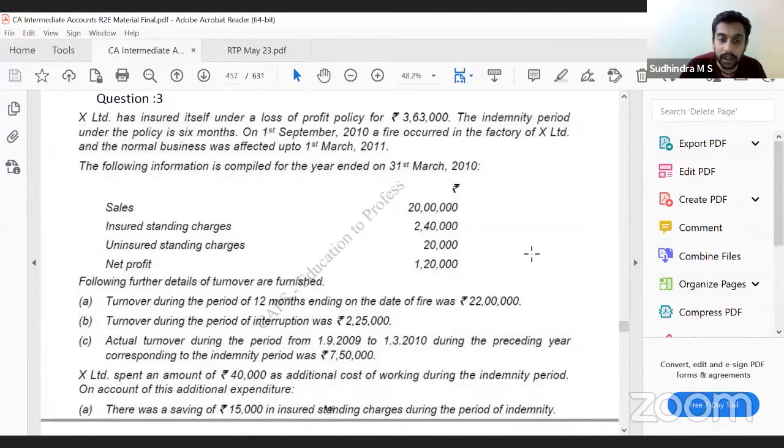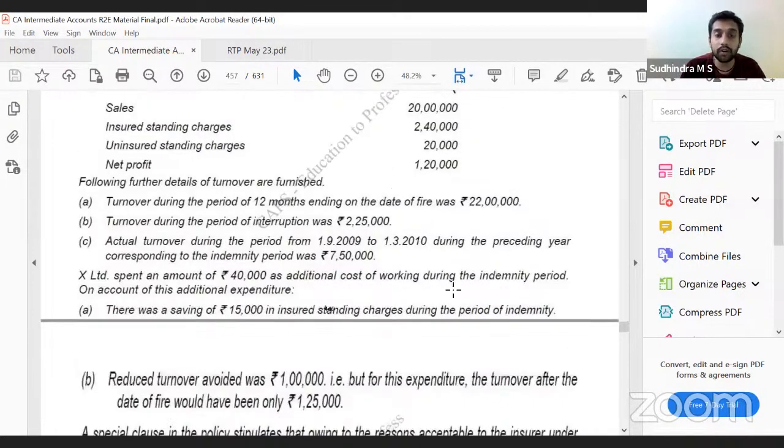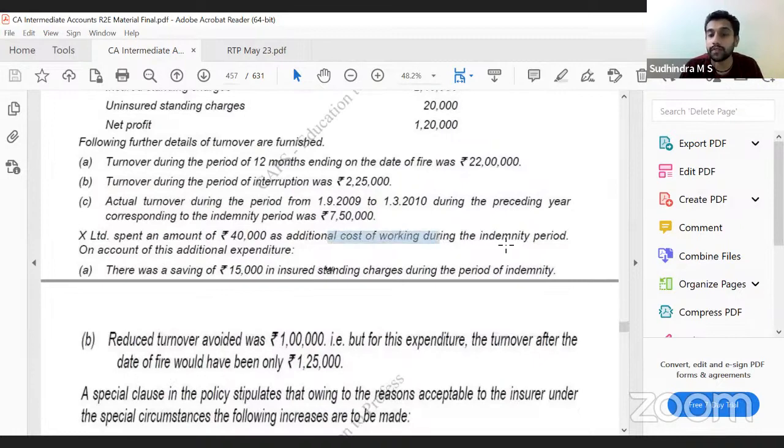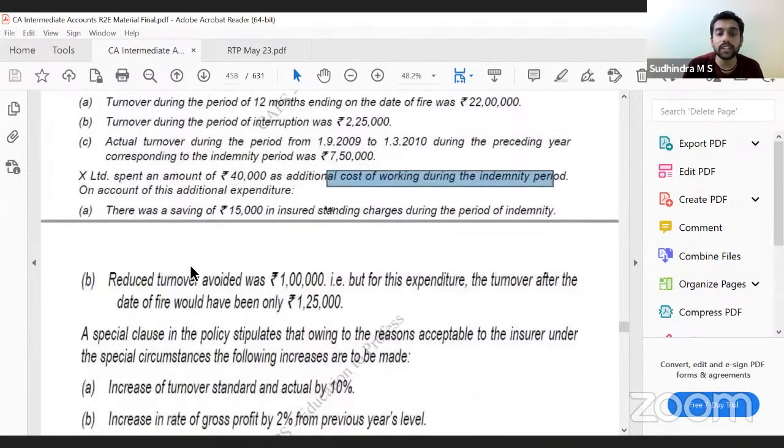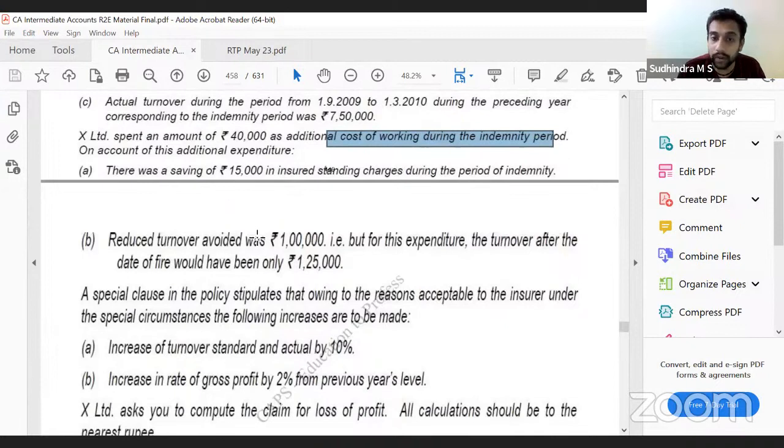Further, the following details of turnover are furnished. Turnover during the period of 12 months ending on the date of fire was 22 lakh. During the period of interruption it was 2,25,000. Actual turnover during the period from 1st of September 2009 to 1st of March 2010, during the preceding year corresponding to the indemnity period, was 7,50,000. X Limited spent 40,000 as additional cost of working during the indemnity period. On account of this additional expenditure, there was a saving of 15,000 in insured standing charges during the period of indemnity. Reduced turnover avoided was 1 lakh rupees. That is, but for this expenditure, turnover after the date of fire would have been only 1,25,000.